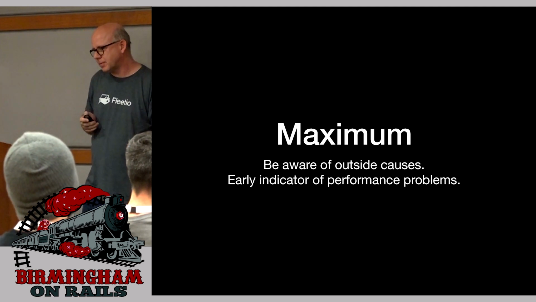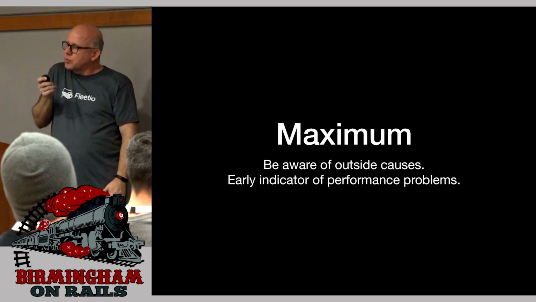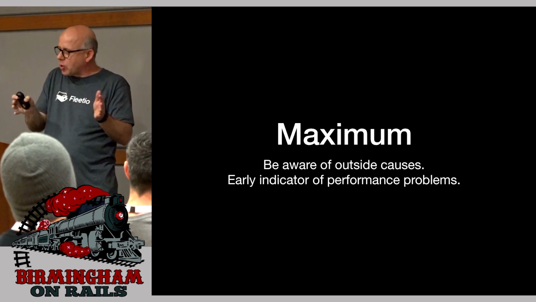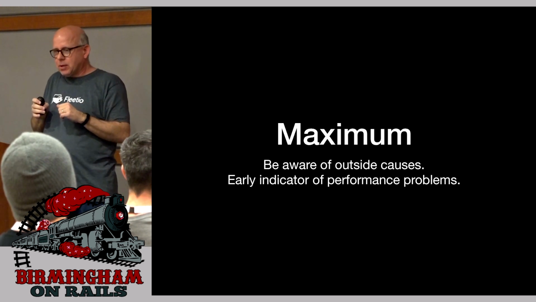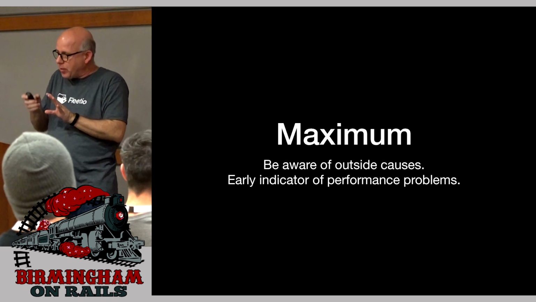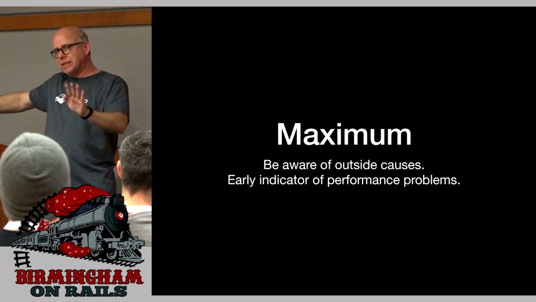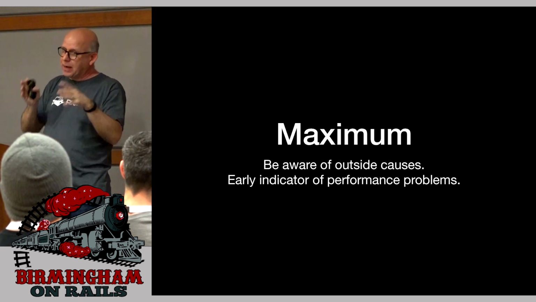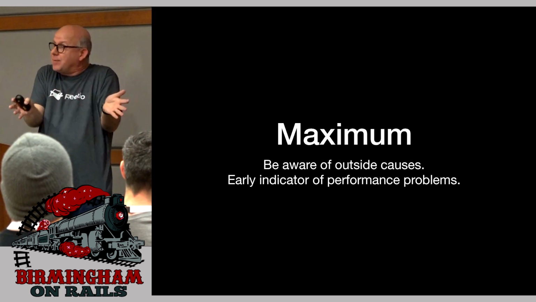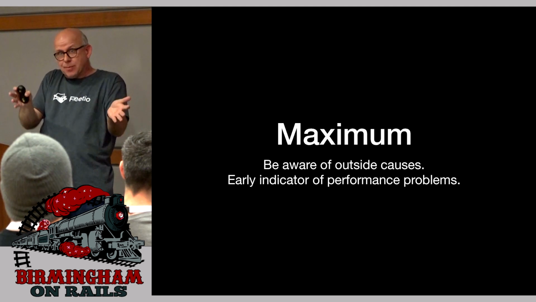Maximums. With maximums, we need to beware, particularly with web requests, of outside causes. Because of that situation I mentioned a minute ago, there's this I/O spike over here on our database, and it causes this request to be slow. So watch out for that. Don't waste a lot of time trying to fix something that's not broken because the maximum is an outlier.